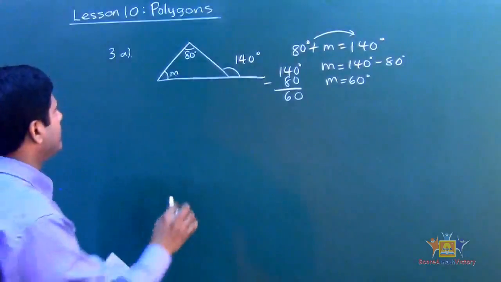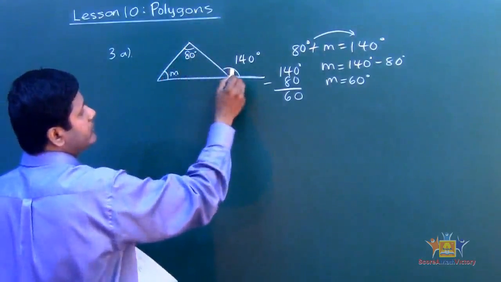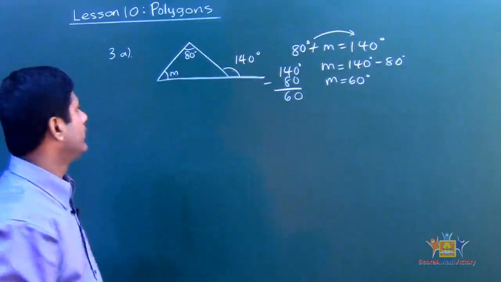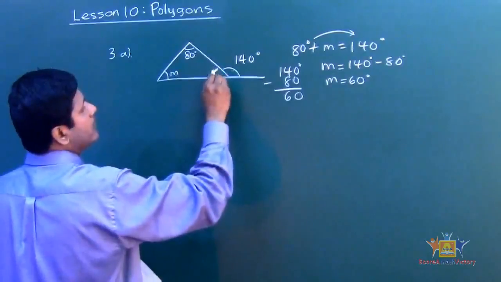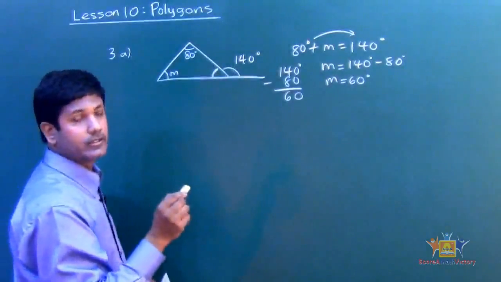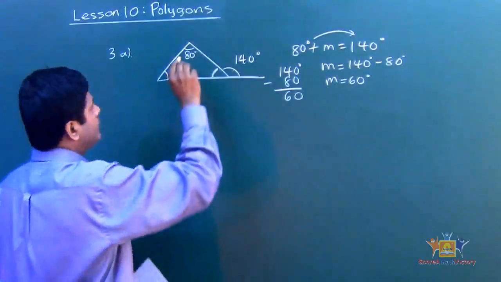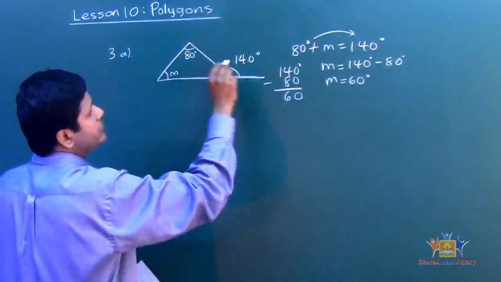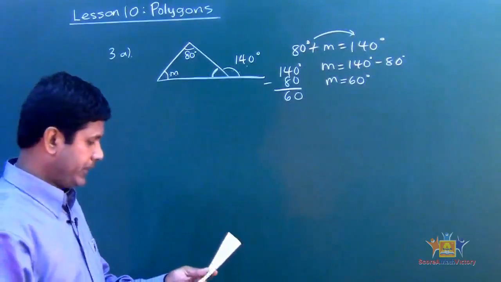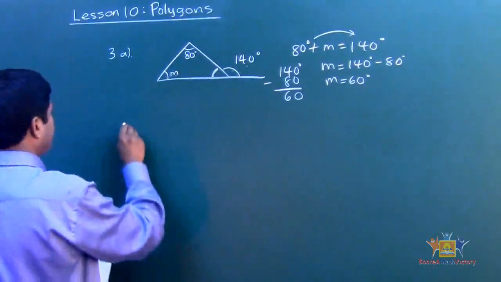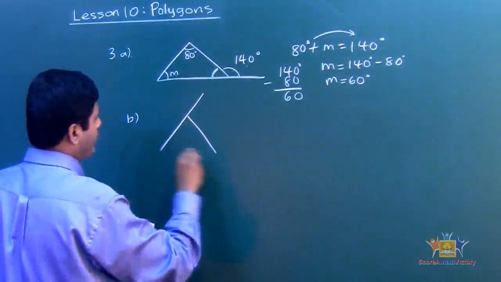Something you need to remember: the total of A and B, these two, always equals that. Because you know that this plus that is 180 degrees, and this plus these two is also 180 degrees. That's why this angle and this angle added should equal 140 degrees. Good. Let's look at problem B. For problem B, you're given an equilateral triangle.